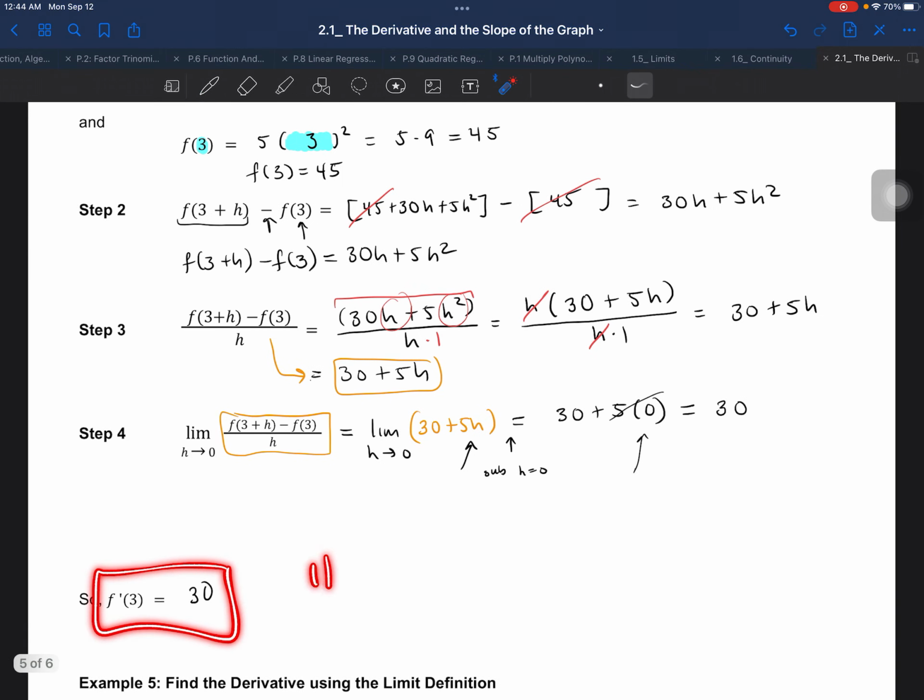There you go. All right. So we'll try this example again in a different way, which is more common, more popular. You guys will have a few examples like this in the homework for you to practice. All right. Let me know if you have any questions.